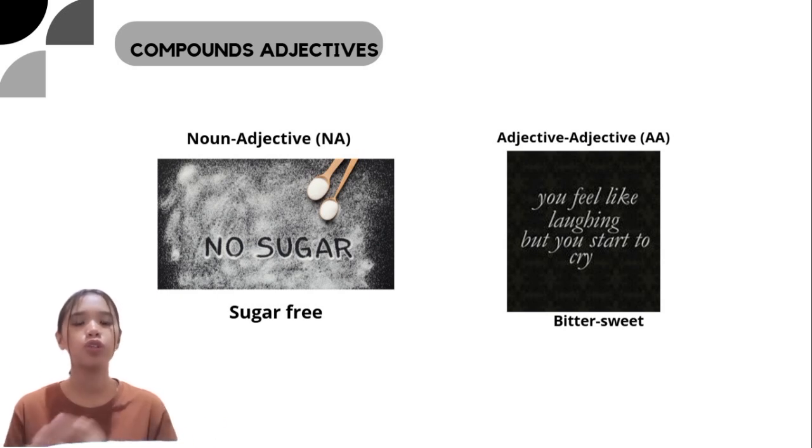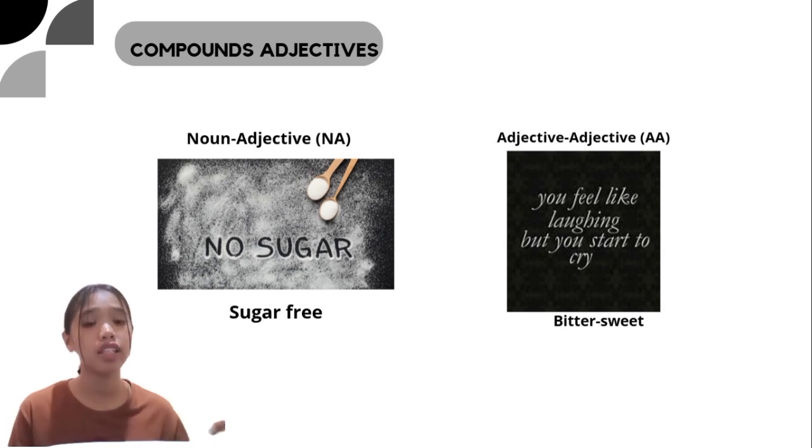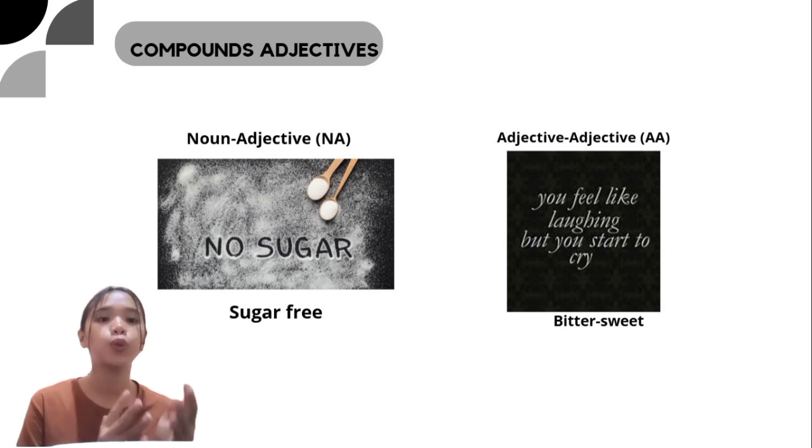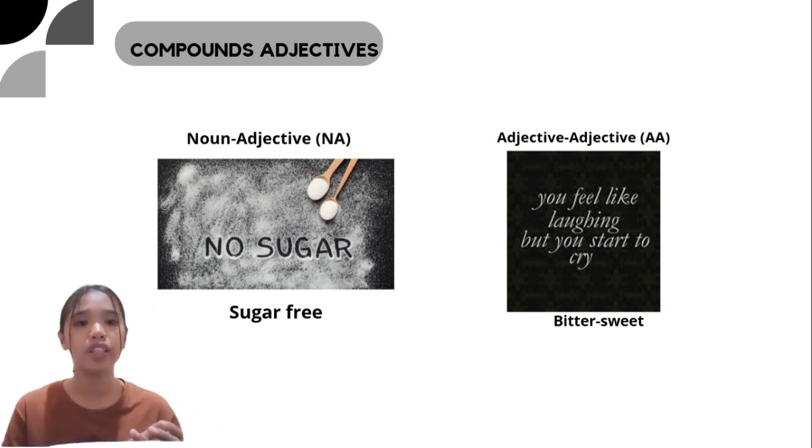So we're going to start with noun adjective. This type is a noun followed by an adjective. So the noun at the beginning adds meaning to the adjective. For example, sugar free. It means without sugar or containing no sugar at all.